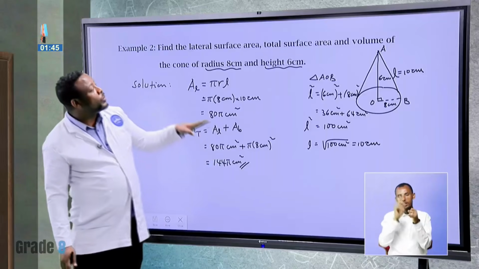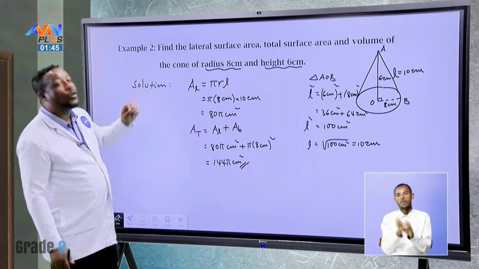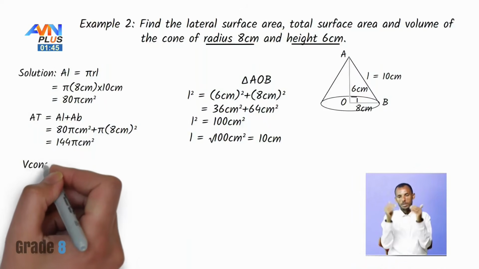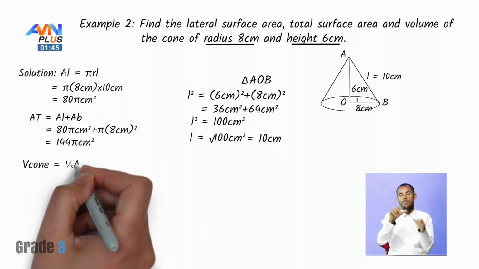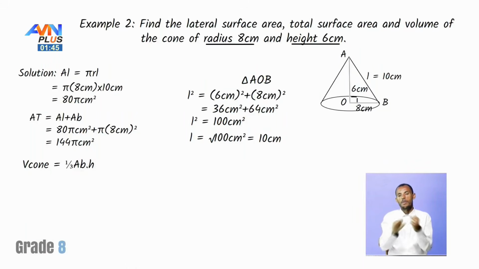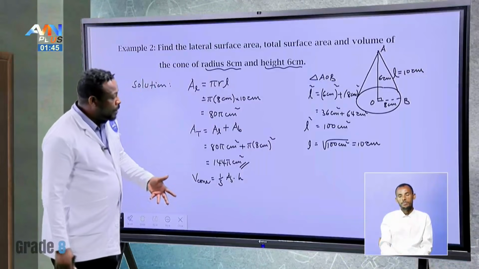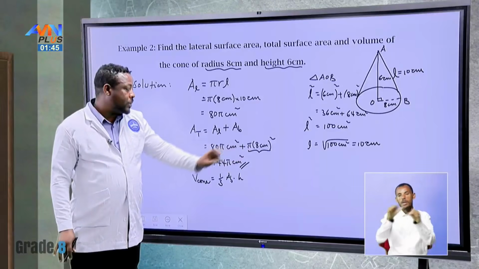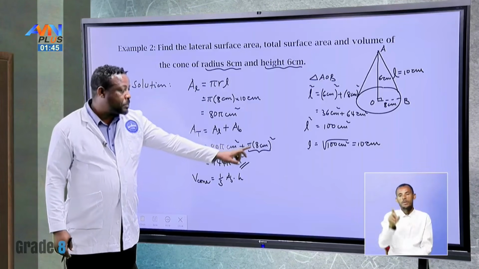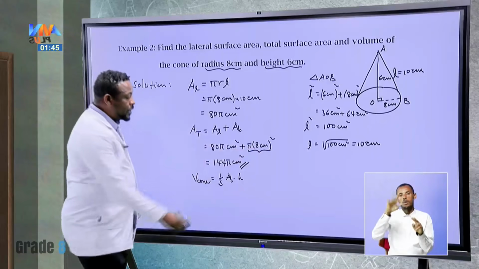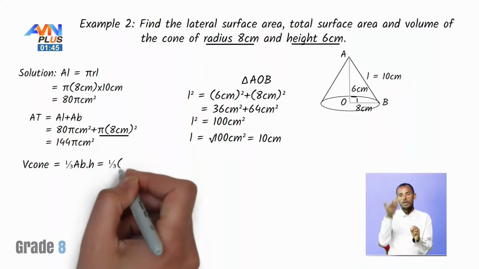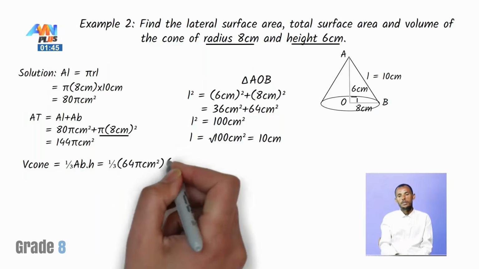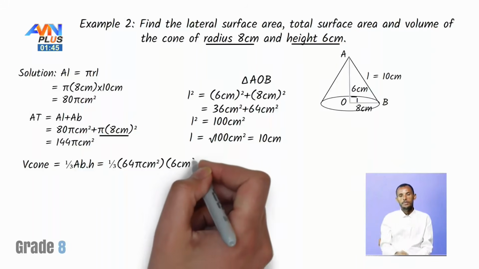And lastly, we are asked to calculate the volume of the cone. So the volume of the cone is given by the formula 1/3 of the area of the base times the height. Now, the area of the base you can obtain from the second question, which is pi r squared, 64 pi. So you can use 1/3 of 64 pi centimeter squared times the height. The height is 6 centimeter.